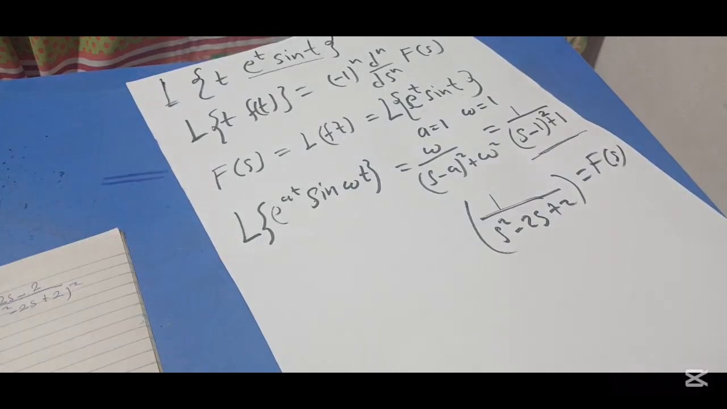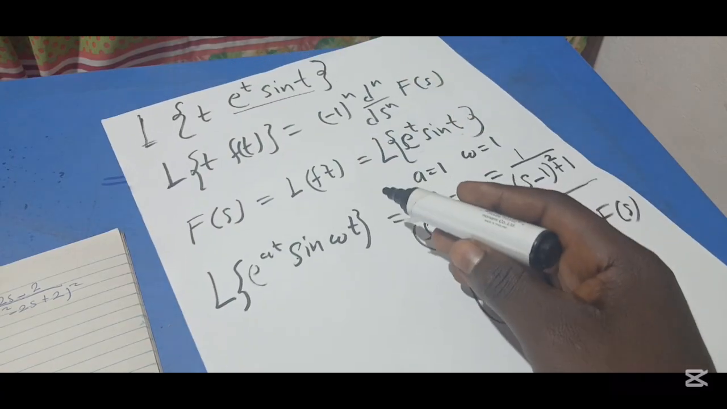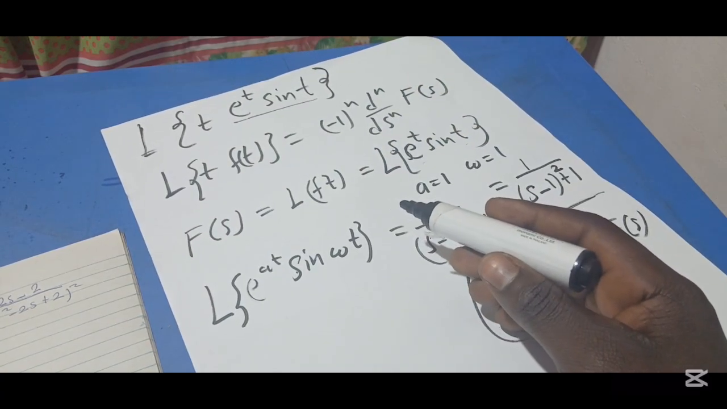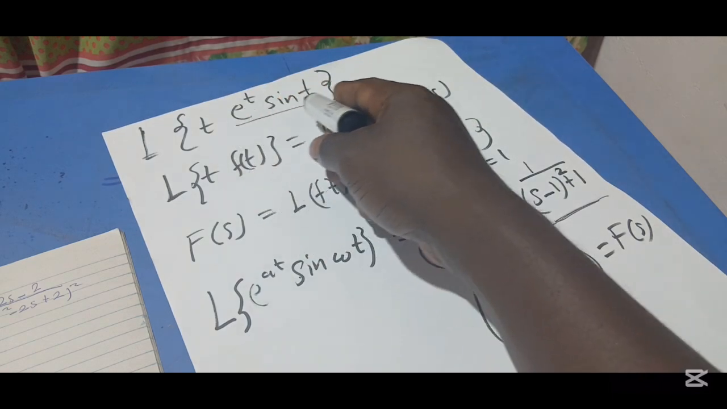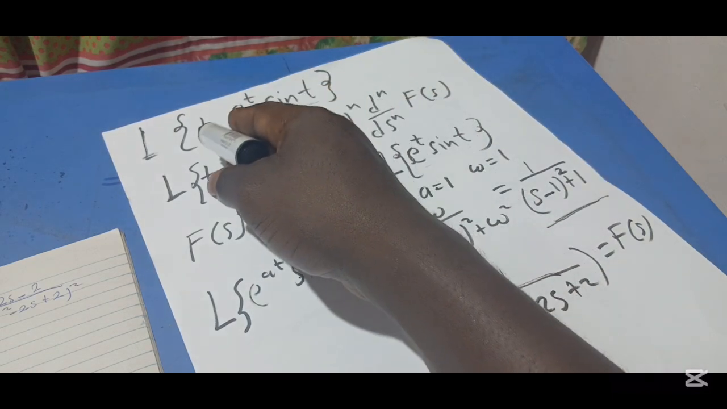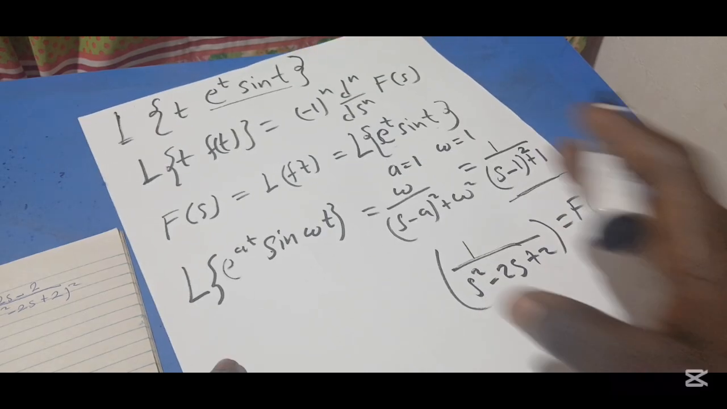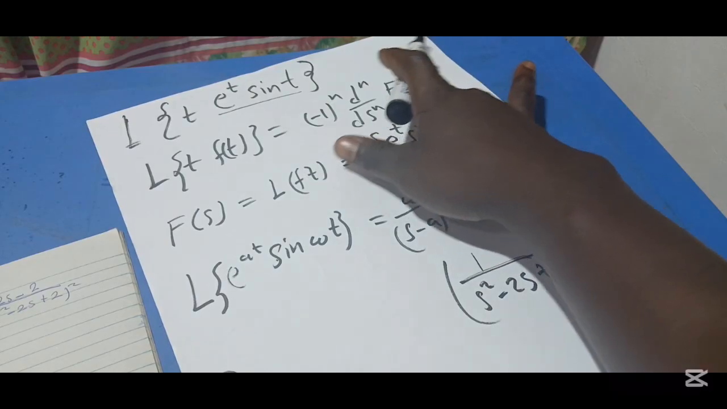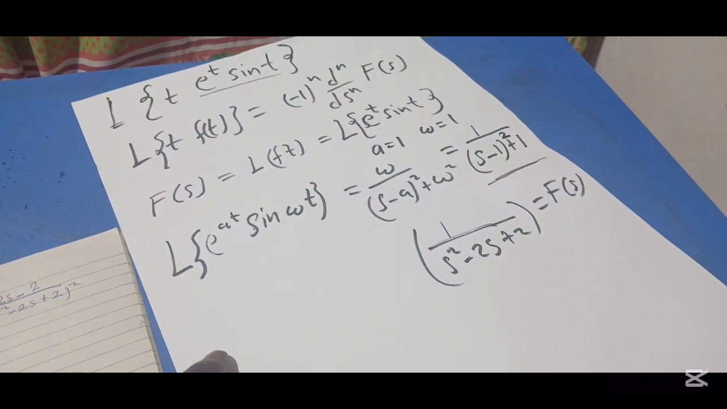Mind you, we said our f of s is a Laplace transform of f of t, and we will get f of t from the question given. We just look at t and any other function. Generally, any other function apart from t becomes our f of t. Then we find the Laplace transform of that one. So now let's substitute our values into the general formula.